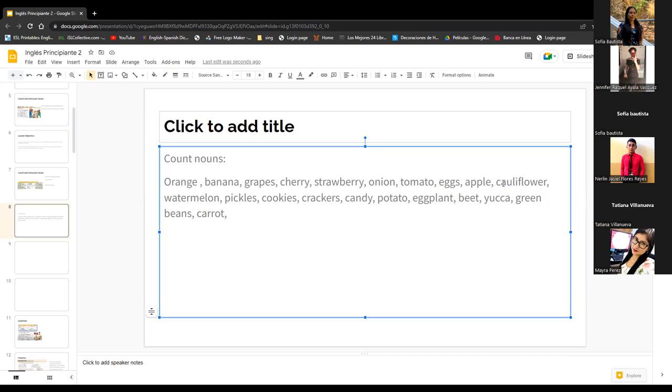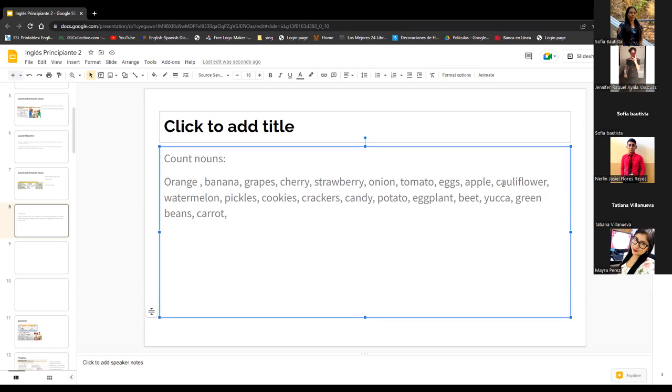¿Cómo digo orange? ¿Verdad? Entonces vamos a practicar. Repeat after me, please. Vamos a repetir, ¿verdad? Orange. Eggplant, what's the meaning? ¿Quién dijo eggplant? Ahí dijeron el significado. What is the meaning of eggplant? Berenjena. Exactly, berenjena. Gracias. Perfect.